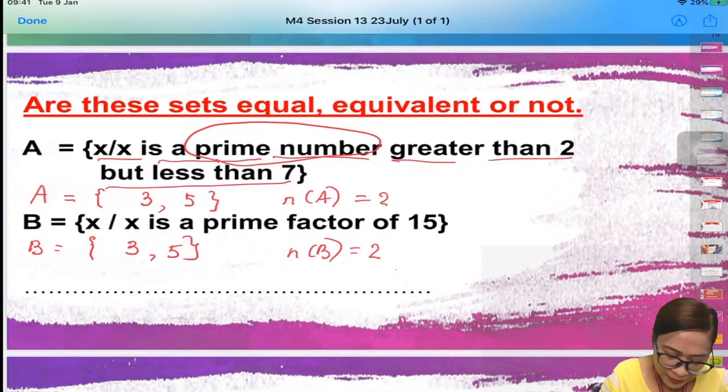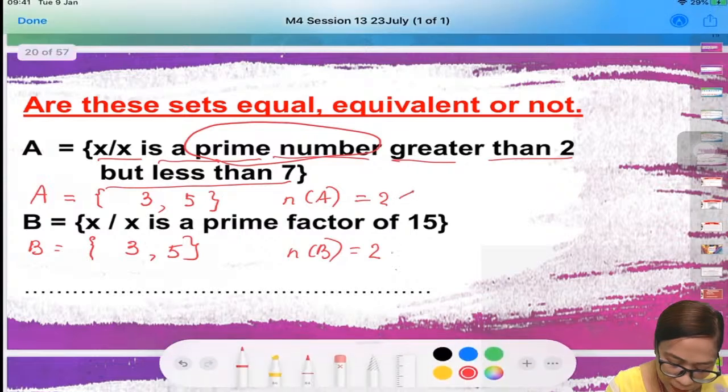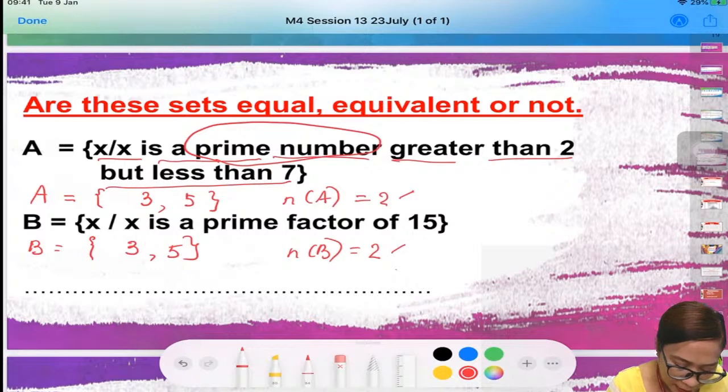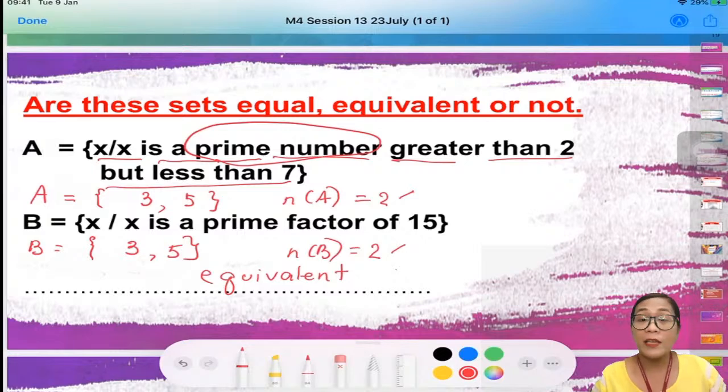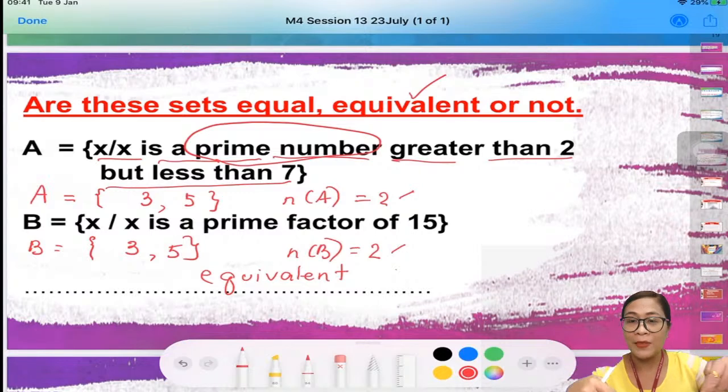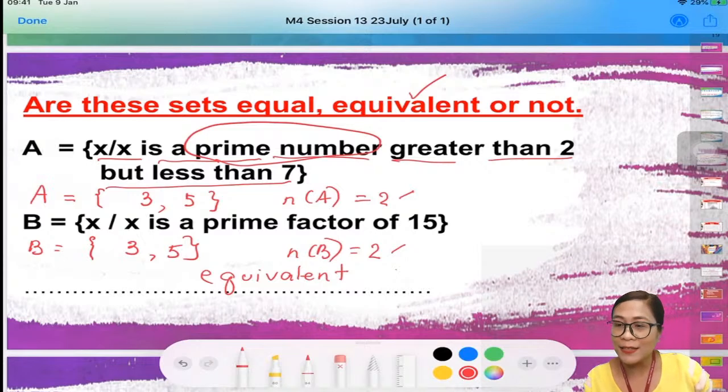Okay, what is it now, students? They have 2 as cardinal numbers. So we can say that these 2 sets are considered equivalent sets. Equivalent. Just write the word equivalence. Okay. Next, are they equal? So equivalent is checked. So are they equal? At the same time, are they equal? Yes or no? Answer below. Are they equal sets?